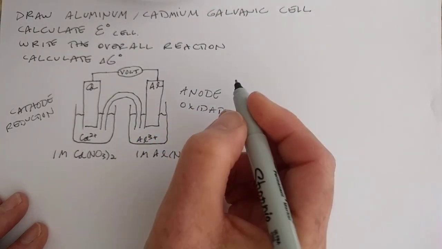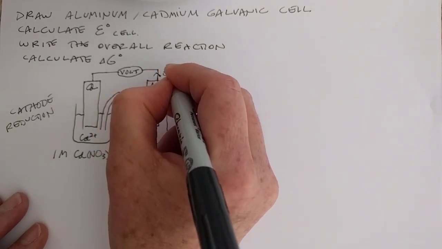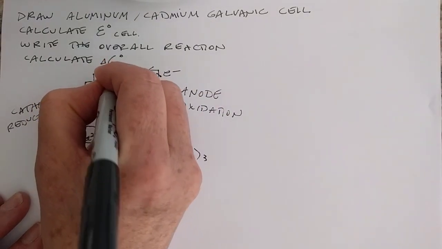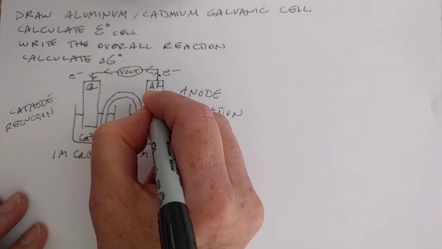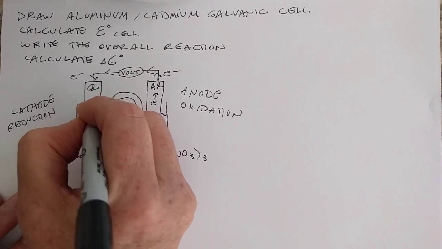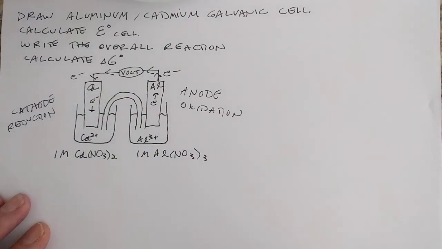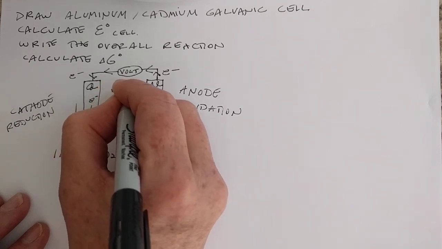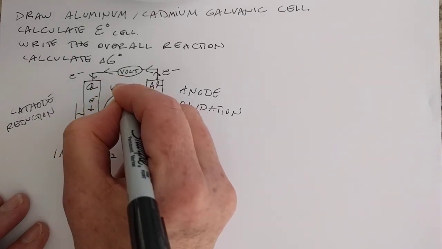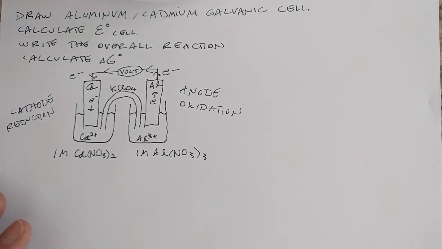And our electrons always go from the anode to the cathode. So we have electrons leaving and electrons coming in. And then we have our salt bridge. Let's say we put potassium perchlorate in here now. That'll be on our salt bridge so that we can maintain electrical neutrality in our cell. Okay, so let's write our half reactions and get our E0s.